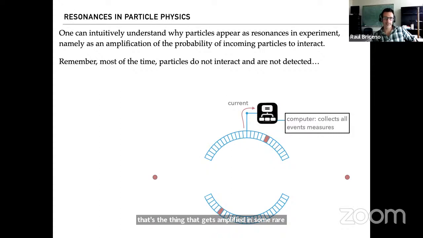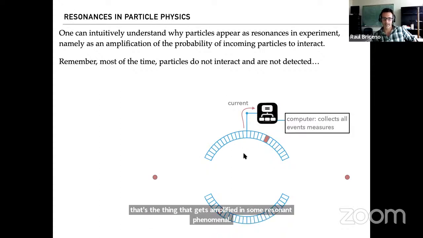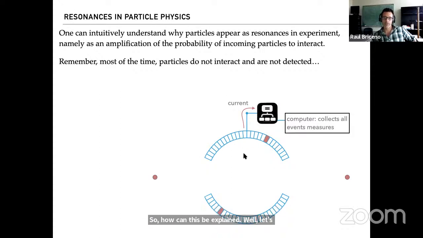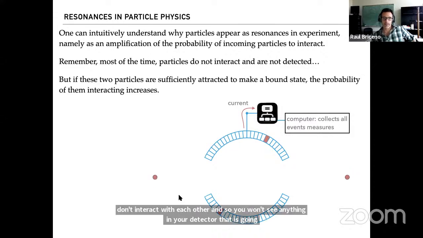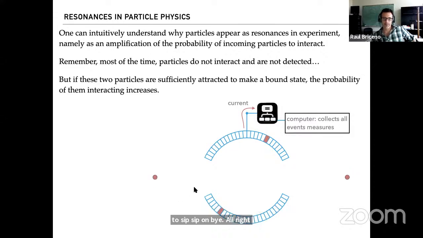So how can this be explained? Well, let's go back to a little cartoon of particles that interact in some collision. Like I said, most of the time they just don't interact with each other, and so you won't see anything in your detector. They're just going to zip by, right? But in some cases, if you hit them at some particular energy, they might be able to form an intermediate particle.